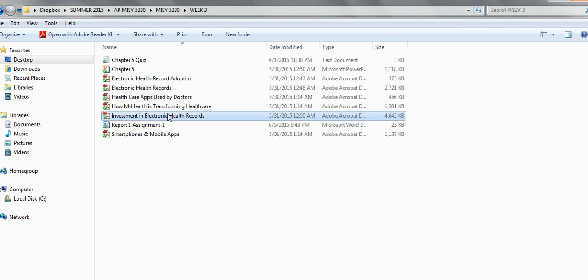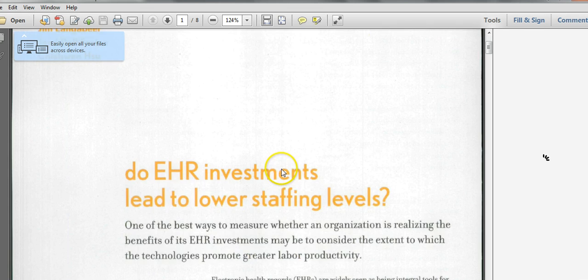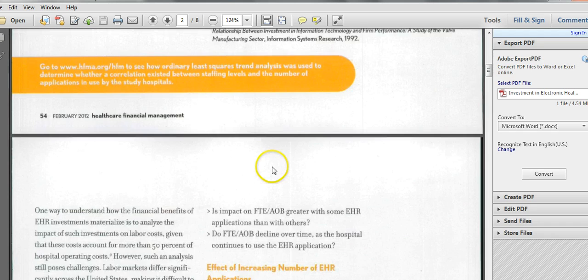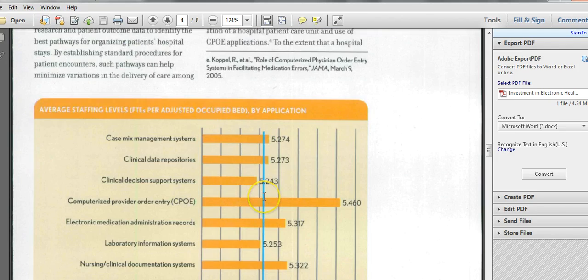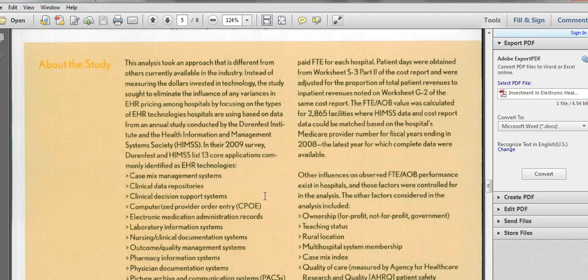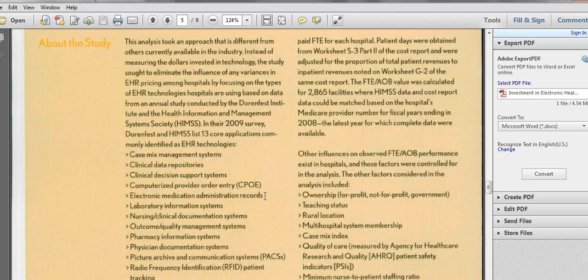Of course, before that, there's one more article I would like you to read. It's in the readings: Do EHR investments need to lower staffing levels? It's an interesting read, and again, you look at the graphs and the tables here. It'll give you an understanding, and it talks about all the various kinds of technologies that chapter 5 has talked about.